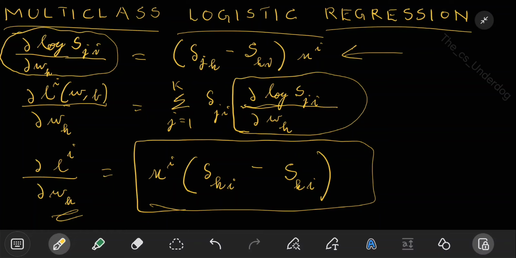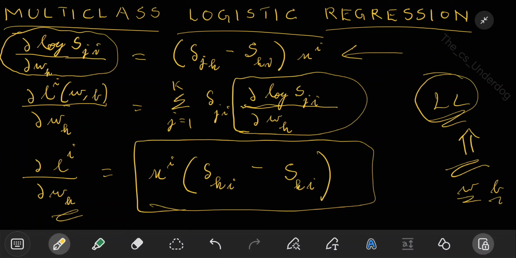What I wanted to do is take the log likelihood function, maximize it and find the optimal values of w's and b's. In order to do that, I took the derivative of this log likelihood function, and that is what I got here. I have to take the derivative with respect to each of the coefficients wk. So here I am taking it with respect to a coefficient wk. Understood?